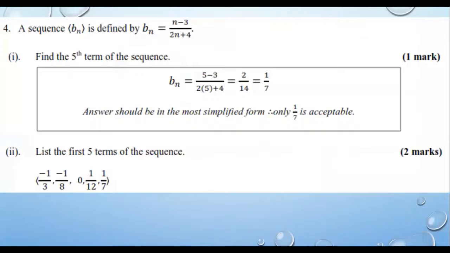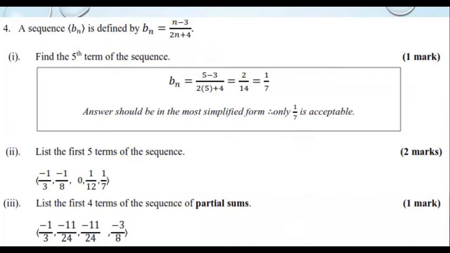Now let's look at question number 4, the activity question. It says a sequence is defined by b_n equals n minus 3 upon 2n plus 4. You have to find the fifth term of the sequence. To find the fifth term, you have to put 5 in place of n, because n will be 5. So just substitute 5 in the place of n, and you will get the answer.